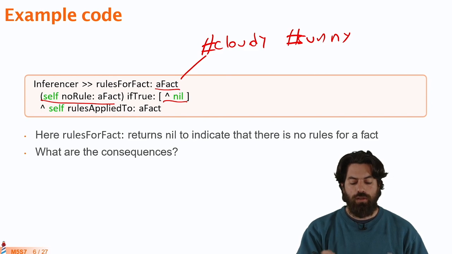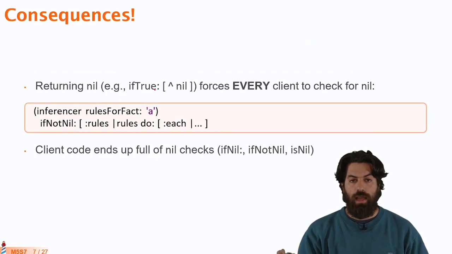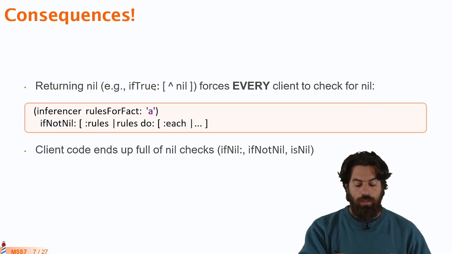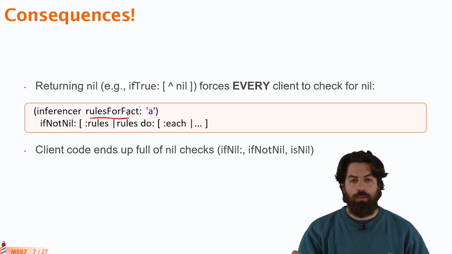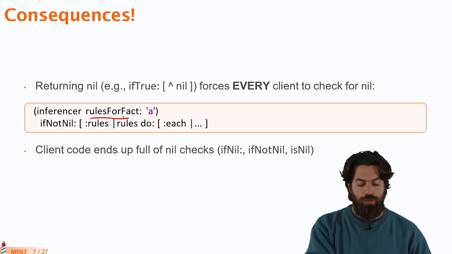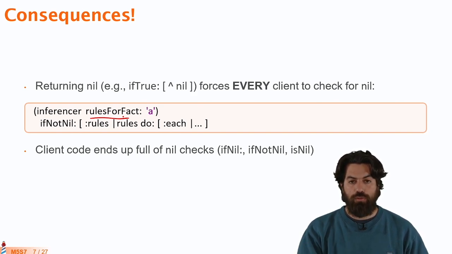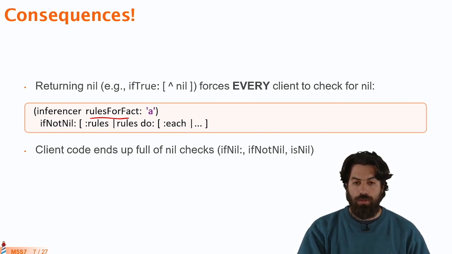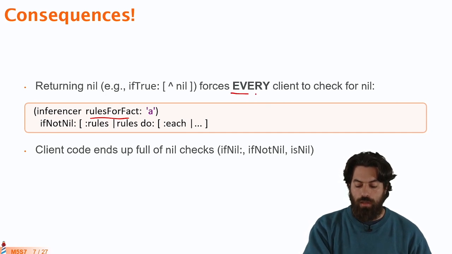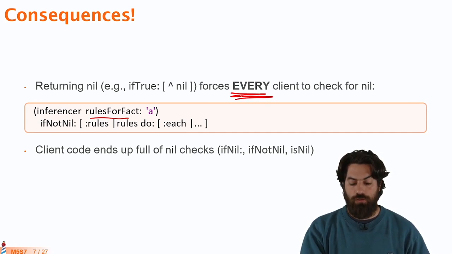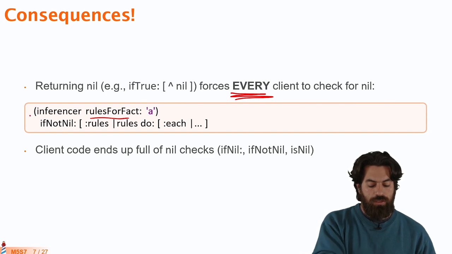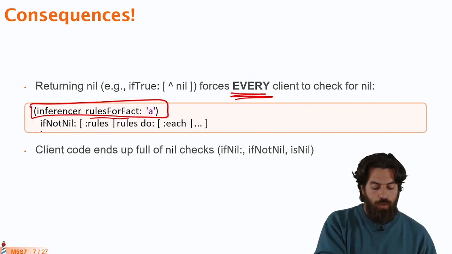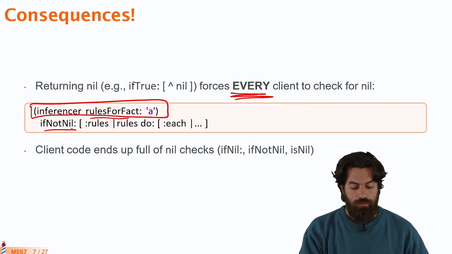So now, what are the consequences of returning this nil? We're going to see those consequences in every place that is calling this method, so in the clients. Returning nil in our rule method means that every time that there is a method that is going to call this method, it has to check if the result was nil or not. So that means that all the code that is doing this will be followed by conditional checks all the time.